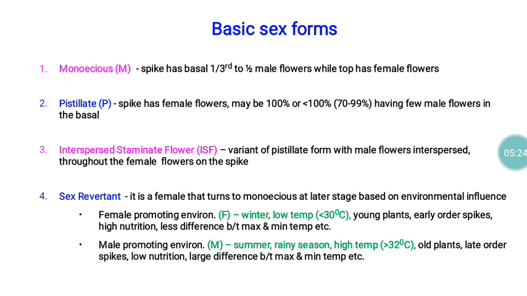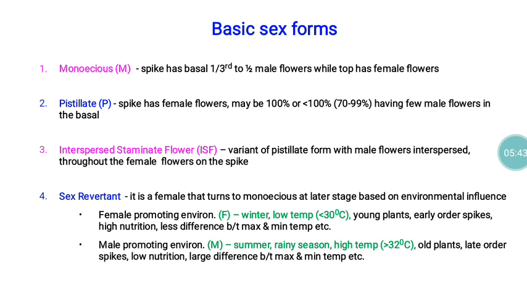So it's a variant of the pistillate form. Here the majority of them are female flowers, that is, the spike will have a majority of female flowers, but here and there throughout the spike, male flowers occur. Okay, that is the interspaced staminate flowers.